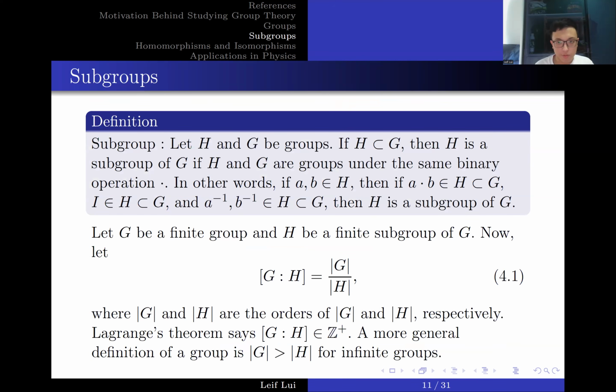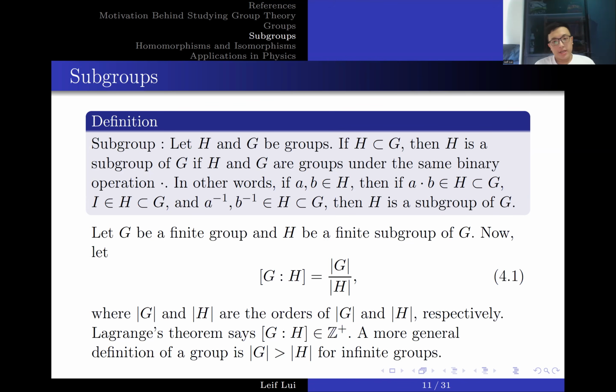So now that we've discussed groups, let's discuss another structure called subgroups. Let H and G be groups such that H is a subset of G. Then H will be a subgroup of G if H and G are groups under the same binary operation. In other words, if a and b are in H, then a dot b will be in H and also in G. The identity will be in H and also in G, and the inverses will be in H and also in G. Then H is a subgroup.